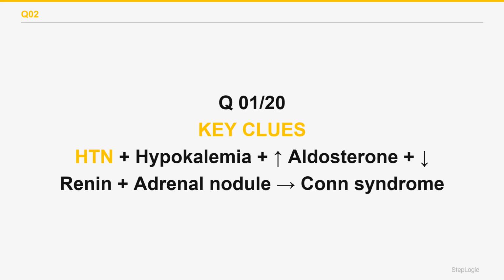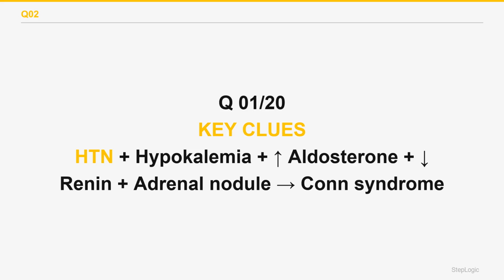Aldosterone acts on the principal cells of the collecting duct. It upregulates ENaC, the epithelial sodium channel, on the luminal side, and the Na-K ATPase on the basolateral side. More sodium reabsorbed, more potassium and hydrogen secreted. The result: hypertension, hypokalemia, metabolic alkalosis.